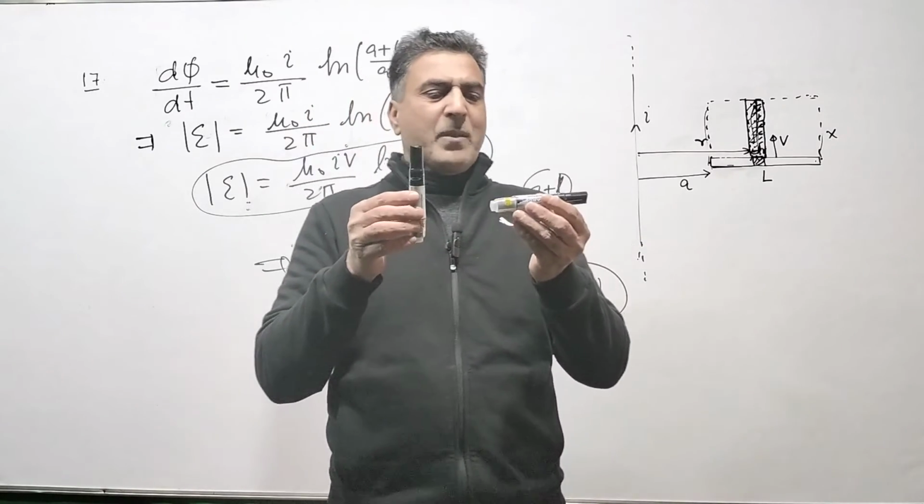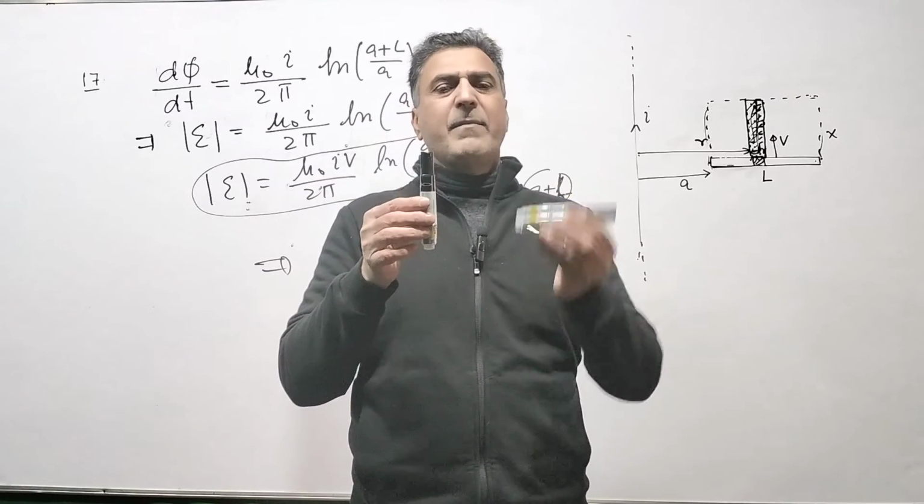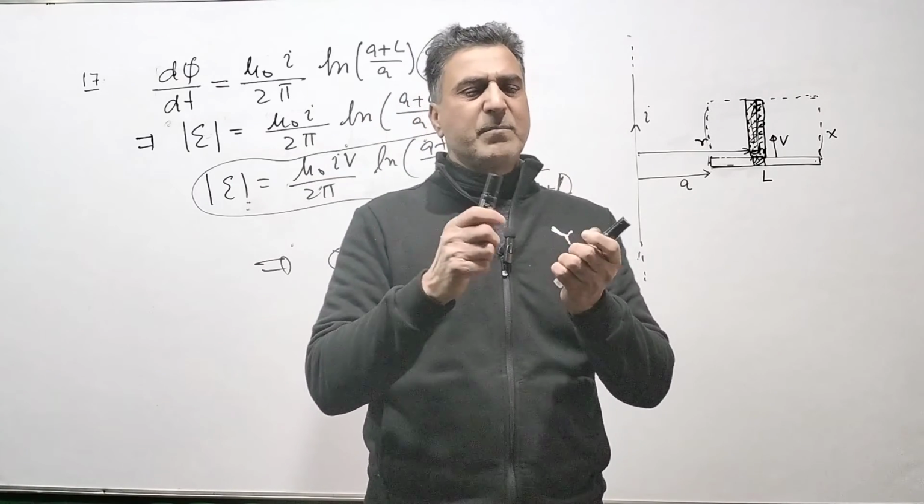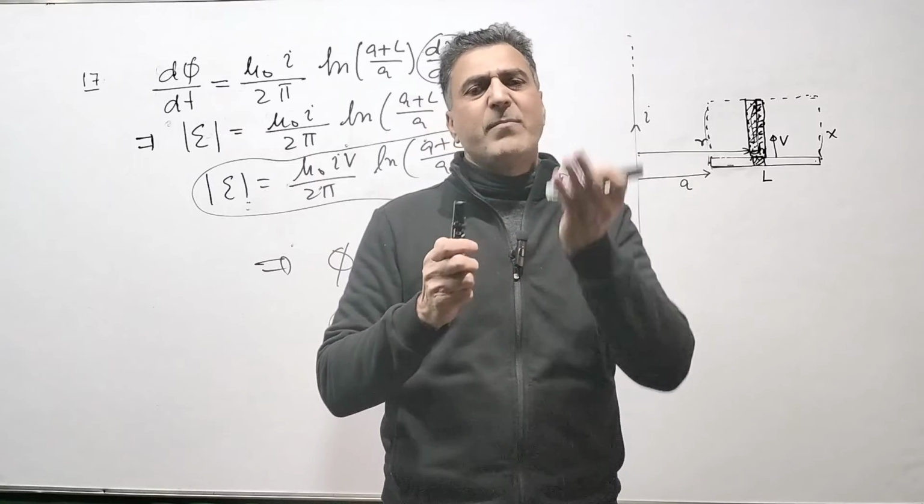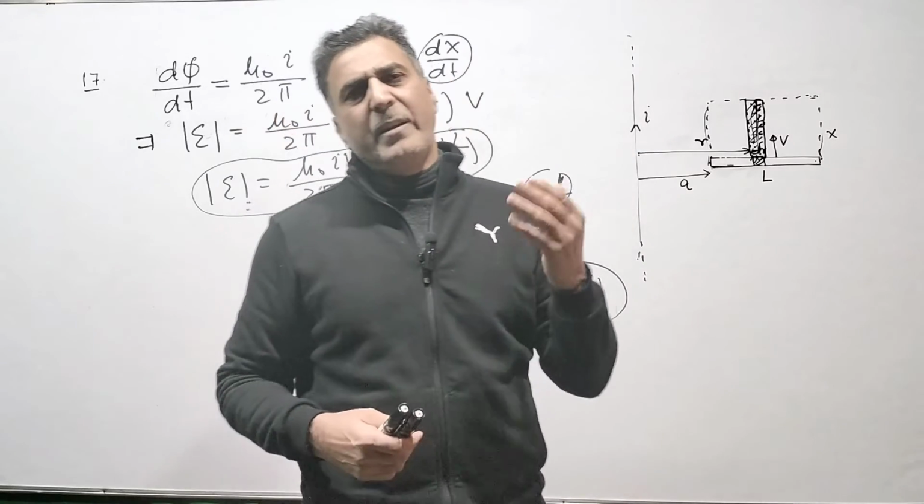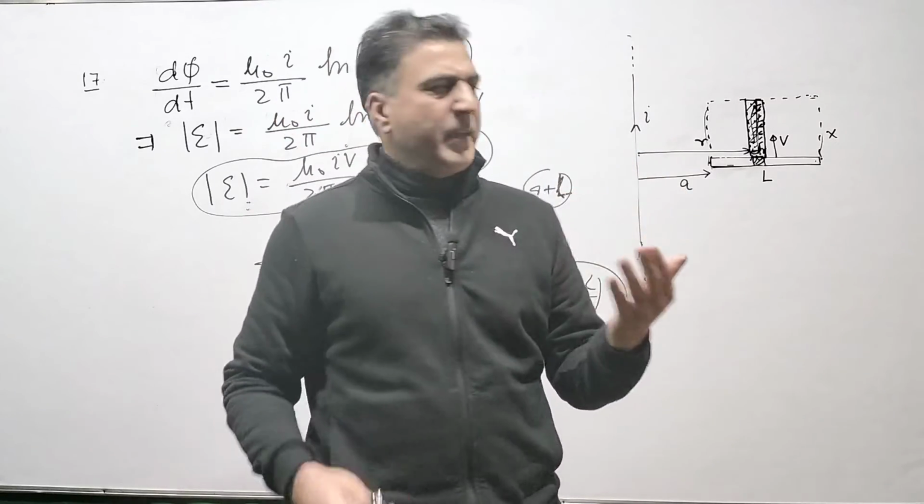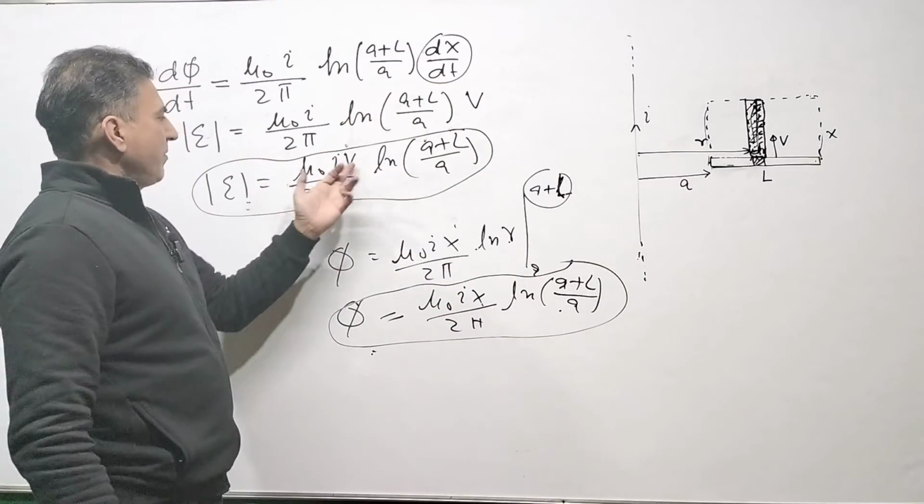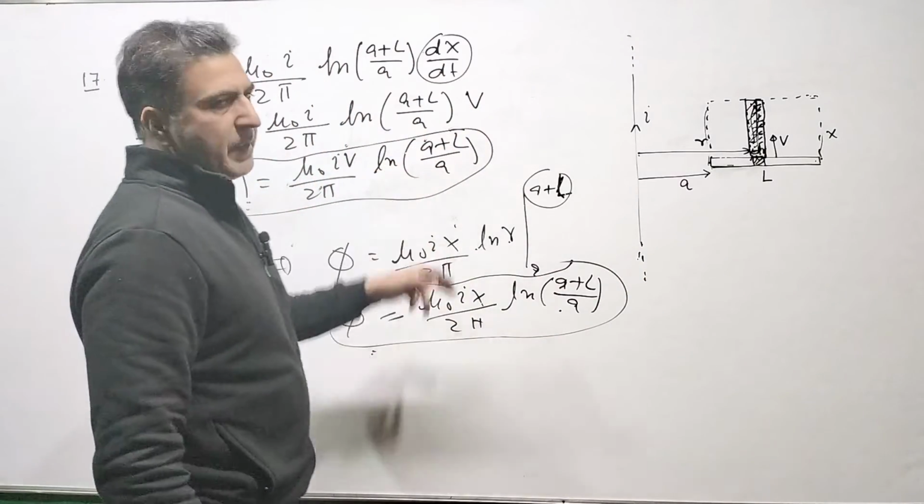Problem. And this conductor, when it moves up, the x distance that it covers in the upward direction changes. Therefore, the rate of change of x is velocity. And finally, we got the answer, mu 0 I V by 2 pi ln of A plus L by A.